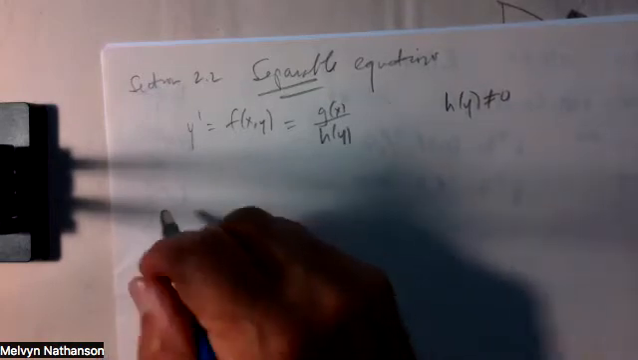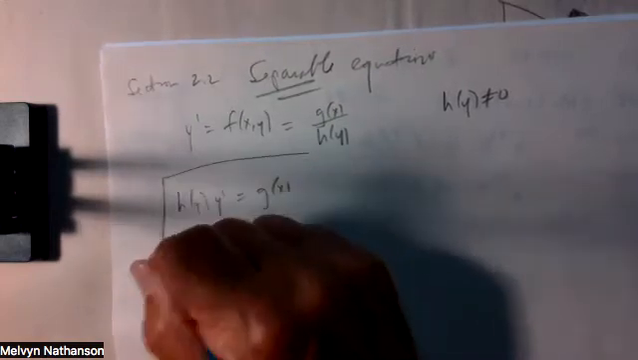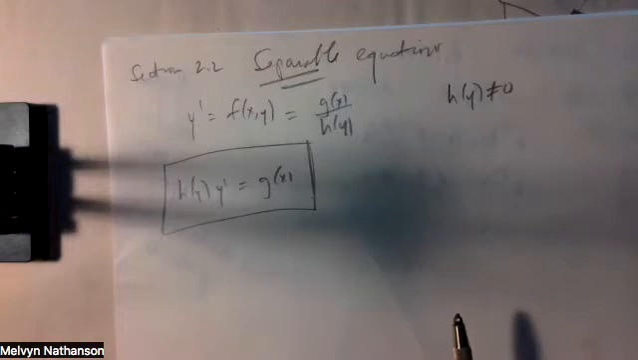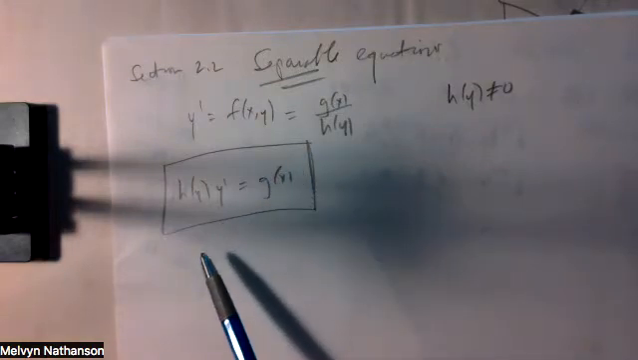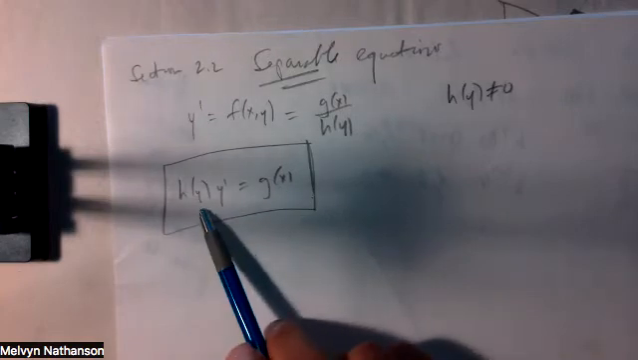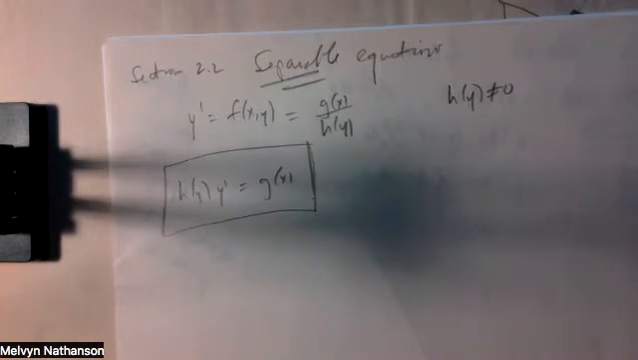And if you multiply by h of y, you would get h of y, y prime equals g of x. So this is the general form of a first order separable equation. Separable means, again, you've separated the variables. All of the x's are on the right, all of the y's and y prime are on the left. So this is a separable equation. We have separated the variables. And when you can do that, there is a method to solve the equation, if not explicitly, then always at least implicitly.